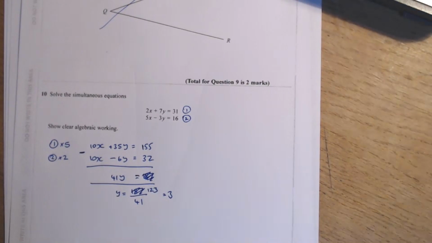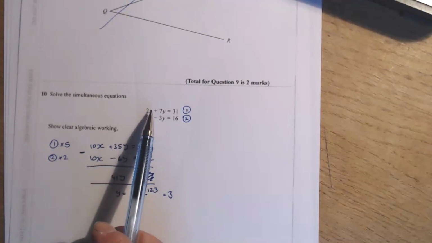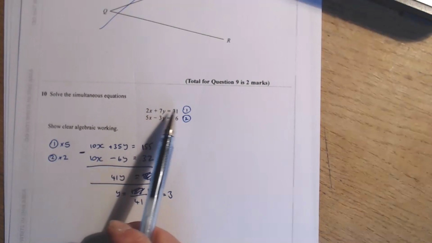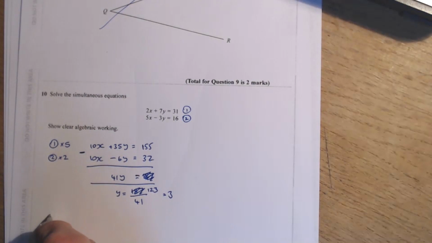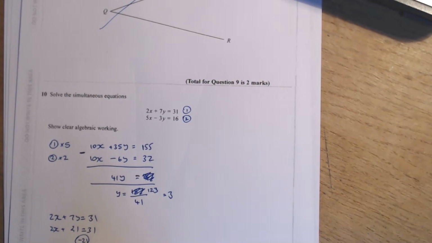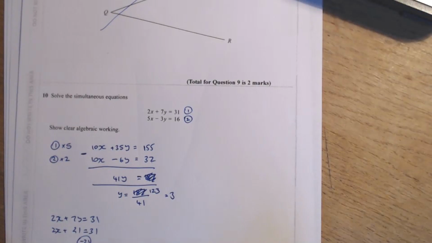Now, to work out the x value, you've really got to start again. So go back and take either of the equations. I'm going to take the top equation. So 2x plus 7y equals 31. And substitute in what you just found out. You just found out that y is 3. So y is 3. 7 3s are 21. So 2x plus 21 equals 31. Take away 21 from both sides. 2x equals 10. Divide by 2. X equals 5. So x equals 5 when y equals 3.